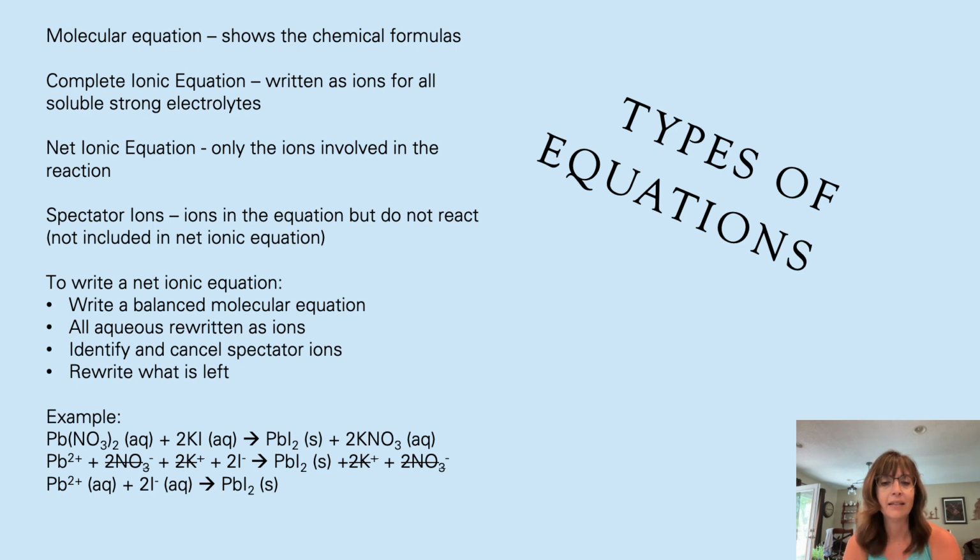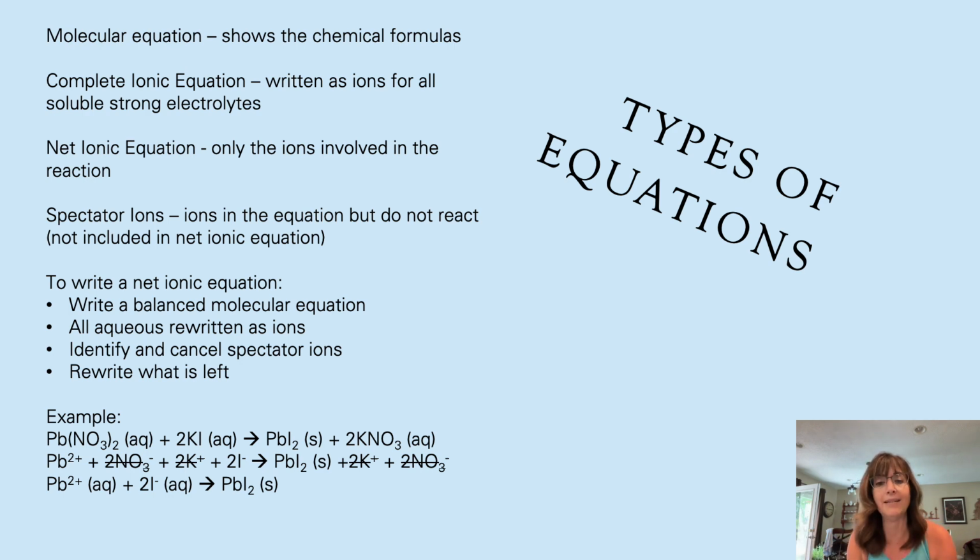A net ionic equation only shows the ions and solids and maybe gases that are in the reaction. What happens is you actually eliminate the spectator ions. Think about a basketball game. The people sitting in the stands, yeah, they're cheering for the team, but won't the game go on without spectators? Yeah. Spectator ions, they're there. They're watching the reaction take place. Yay, go team! But they're not doing anything, so we can eliminate them.